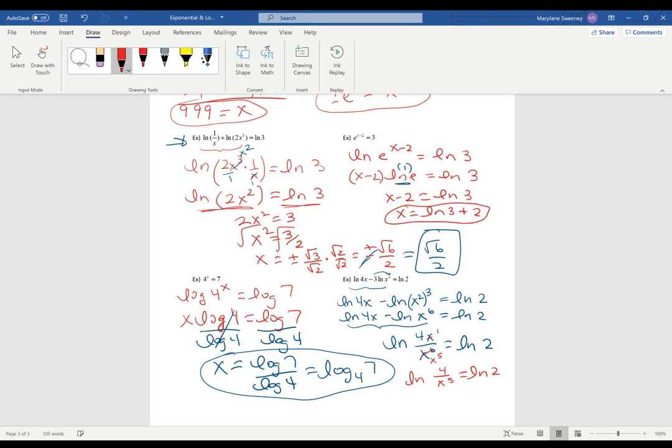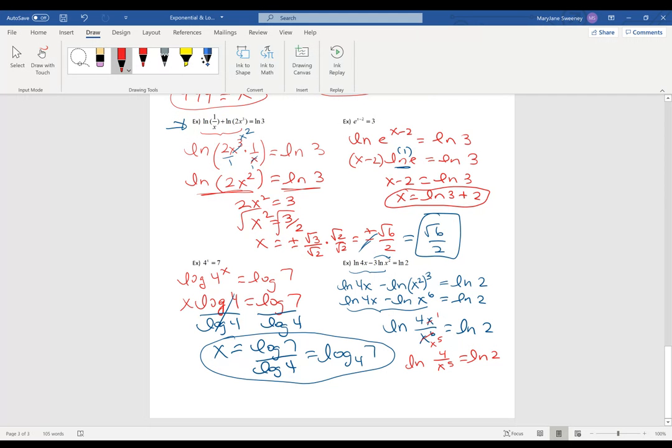I'll just do that so it's in the same color. Okay, and now that I have a single log on both sides, condensed, I've used all my properties of logs that I can, I'm going to equate the two things I'm taking the log of. And then cross multiply. I'm going to come over here just because I'm running out of room. So this is 2x to the 5th equals 4. Divide by 2, that means x to the 5th would be 2. X equals then the 5th root of 2. So you take the 5th root of both sides.